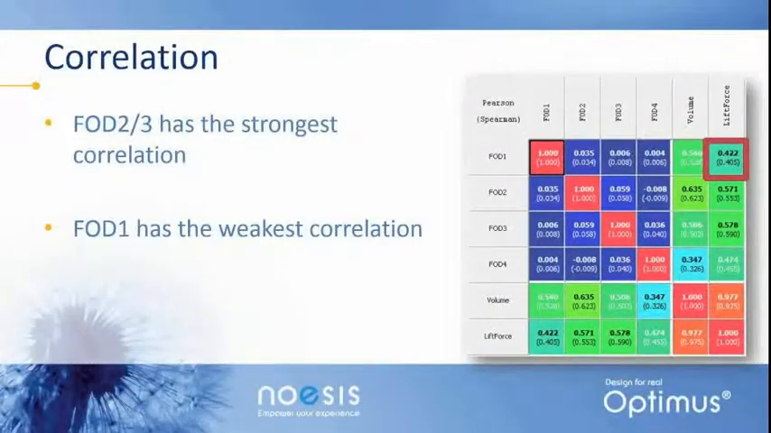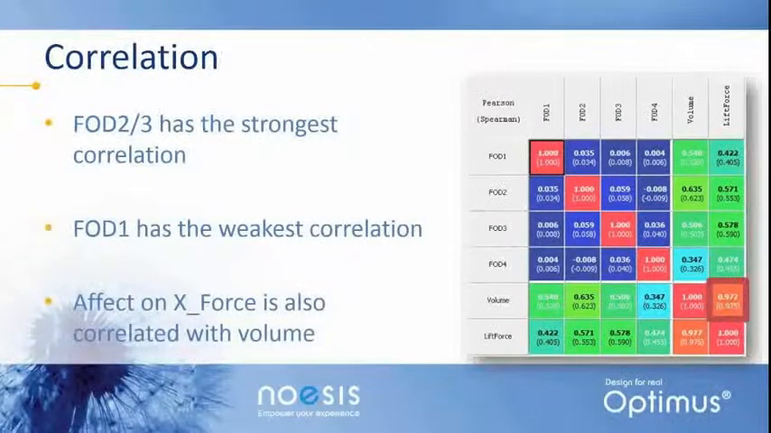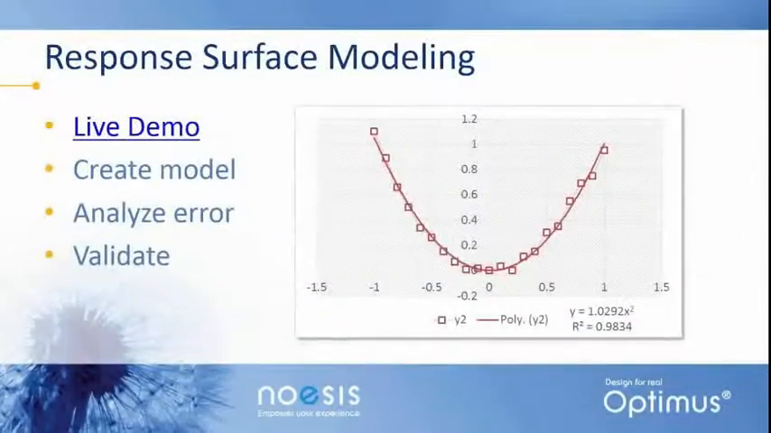The correlation, though, or the influence that FOD1 and 4 had on the lift force was still relatively high. You'll notice that it's not that many points off of FOD2 and 3. And so unlike in the example that Mike showed earlier, for the optimization, we won't be able to exclude any of the 4 input variables. So we need to keep all 4 input variables as part of our optimization. In addition, we did notice that the lift force and the volume output variables were highly correlated.